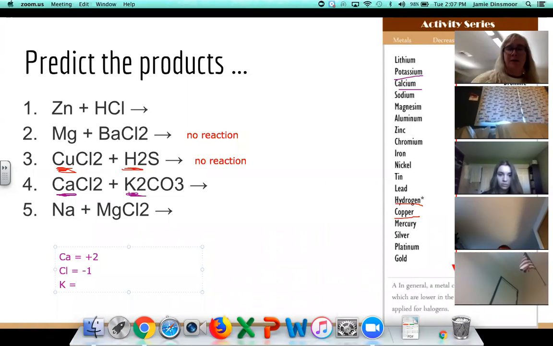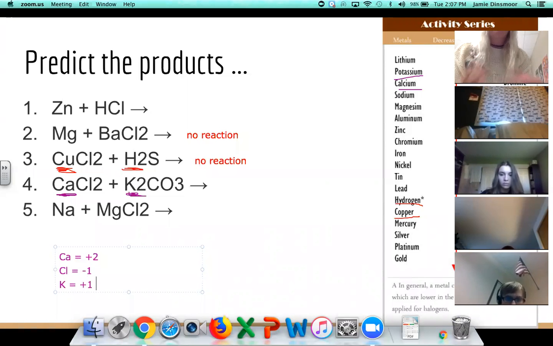Nope, it's a group 1. I was right. See, even I don't have the periodic table memorized 100%. It will be a +1 charge, right? And then our other ion here is CO3, which is a polyatomic ion.